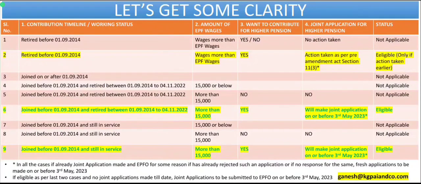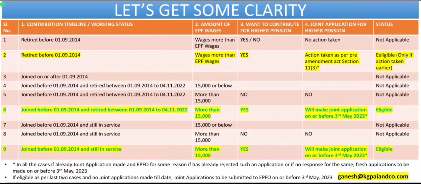In the fifth case, the employee joined before the Amendment Act and retired before judgment day, and the wages are above the ceiling wages, but the employee is not interested in a higher pension and hence has not made any joint application. In such a case, when he himself is not interested, let's just move on. But in the same case, if the employee is interested in going for a higher pension and wants to make a joint application before the 3rd of May 2023, then he is eligible, which is our 6th case.